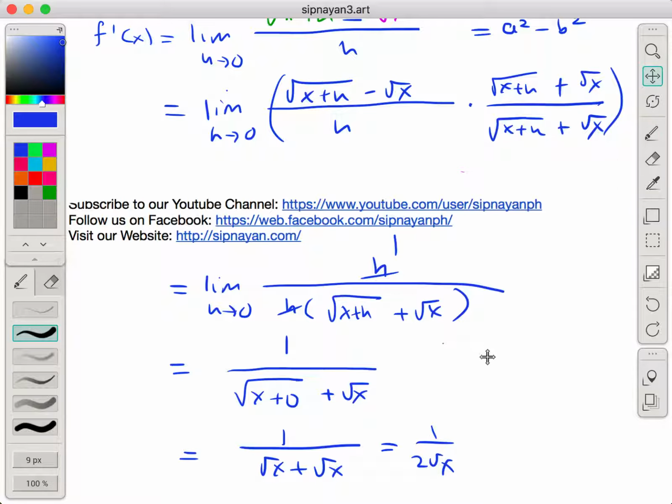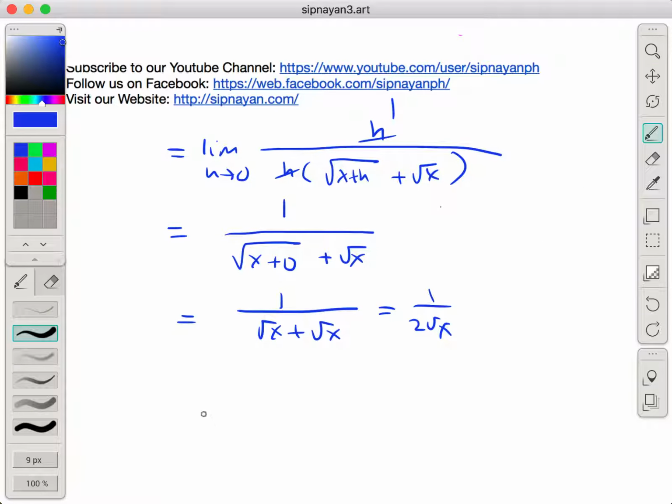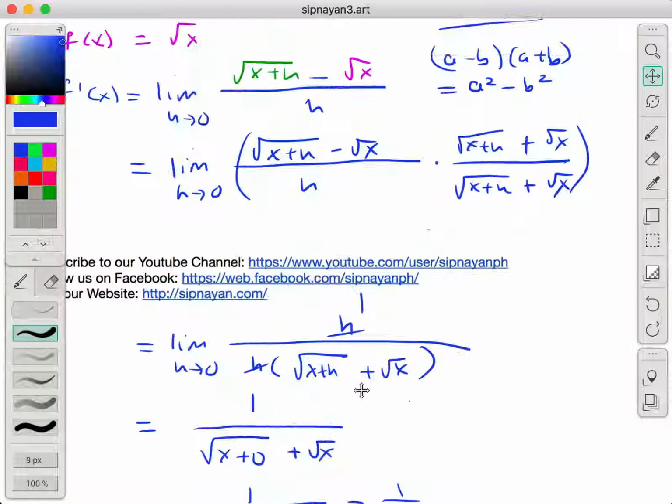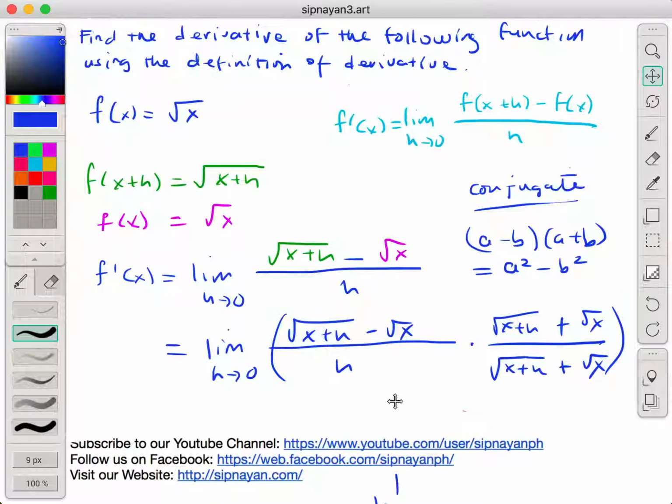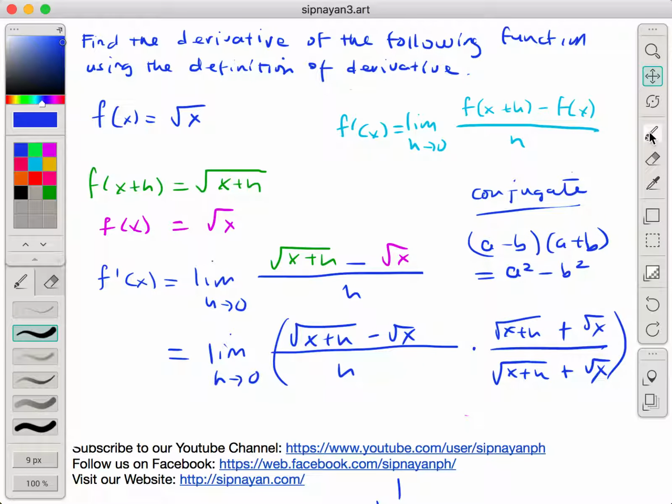So ito yung ating slope, no? This is f prime of x equals 1 over 2 square root of x. So this is the slope of the function f at x. Okay, so yung sagot natin, f prime of x is equal to 1 over 2 square root of x. Ito yung ating slope. Sabi meaning ng derivative is the slope of the function at x. Gusto nyong tignan yung meaning, no?